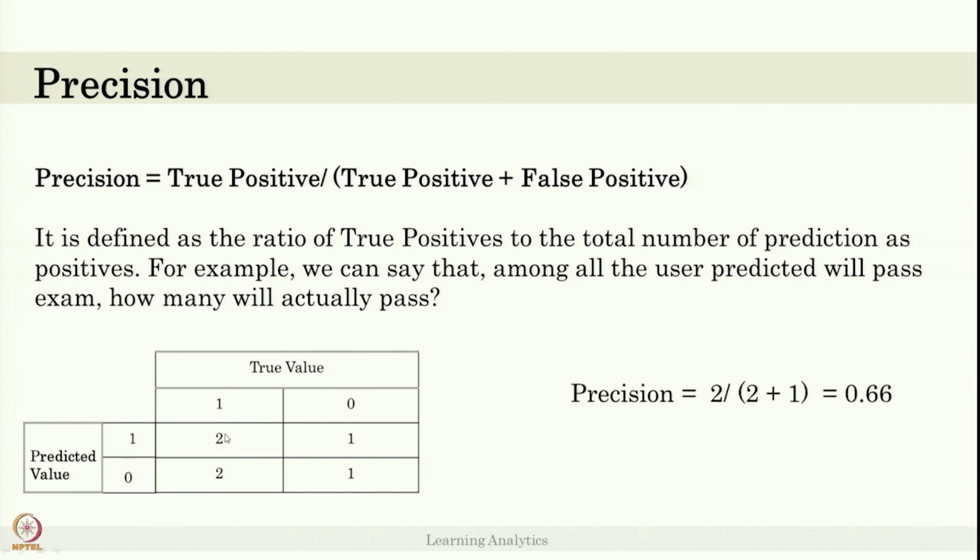So, how do you compute it? You add these 2 values, true positive and false positive, and divide the true positive by that sum: 2 divided by 3, which is 0.66. The precision score is 0.66.